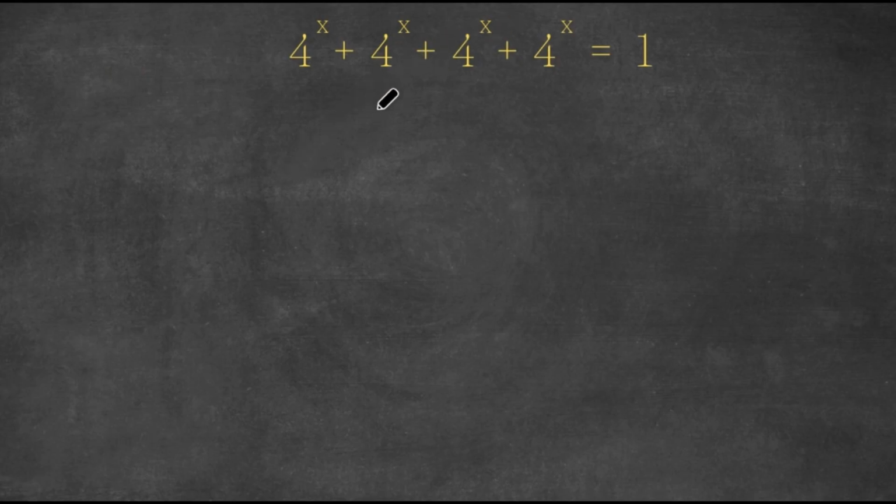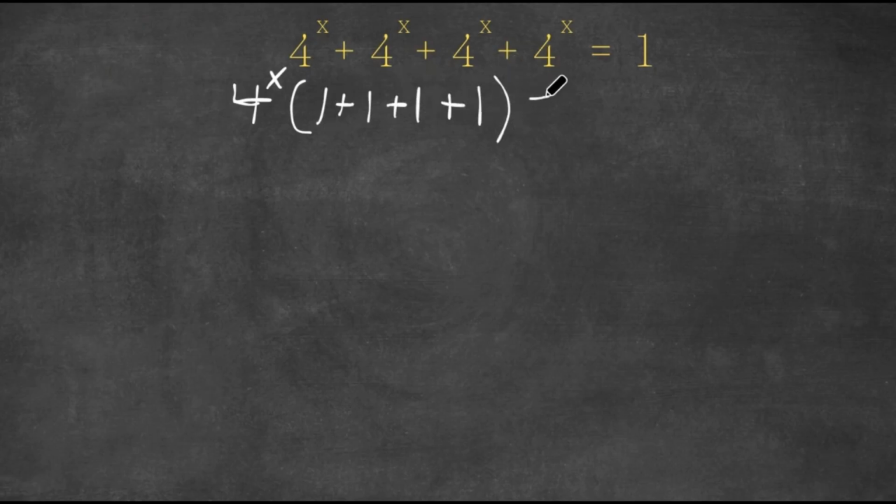Now, because I have so many 4 to the power of x's on my left-hand side, I'm simply going to factor out 4 to the power of x. So now I have 4 to the power of x times. Now 4 to the power of x divided by 4 to the power of x is 1, because anything divided by itself is 1. So I have 1 plus 1 plus 1 plus 1, and this is equal to 1. Now I want to simplify what's in the parentheses. So 1 plus 1 plus 1 plus 1 is simply 4. So now I have 4 to the power of x times 4 is equal to 1.